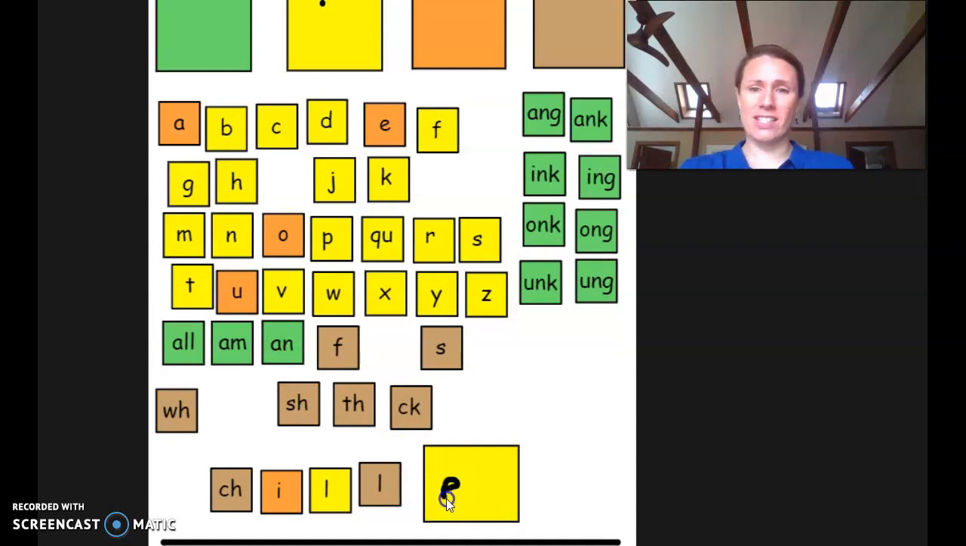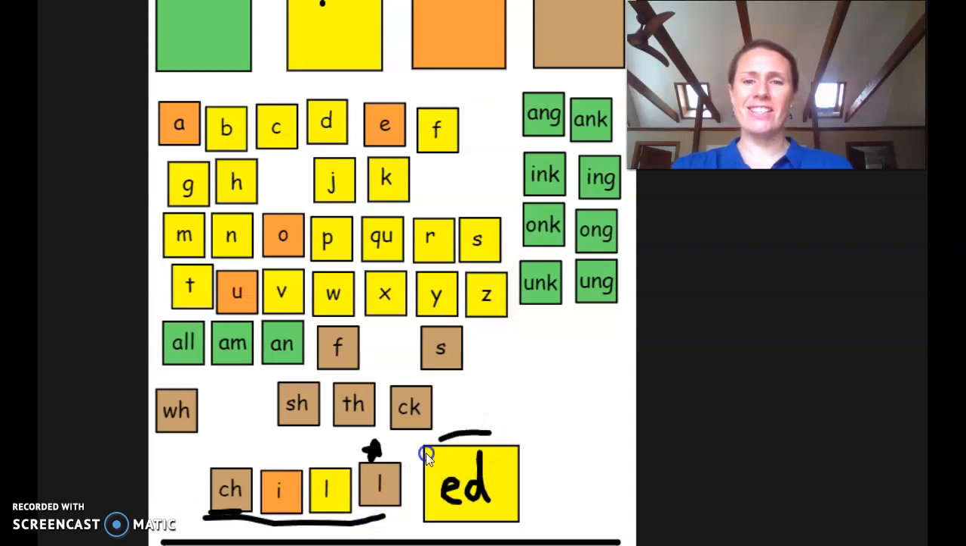Sometimes it just sounds like a D at the end. Chilled. Let's mark it. Put a star over the bonus letter. Underline the digraph. Underline the base word. Circle the suffix. And let's mark the syllable type. It's closed in, so it's a short I.